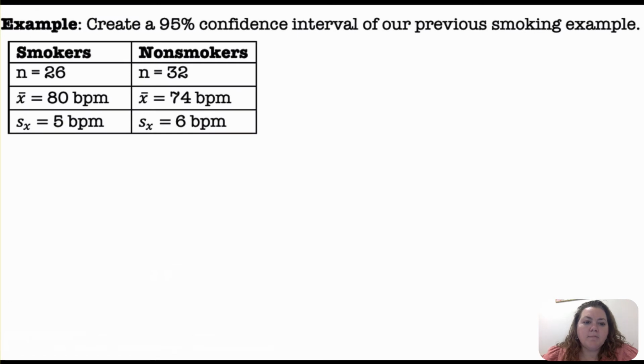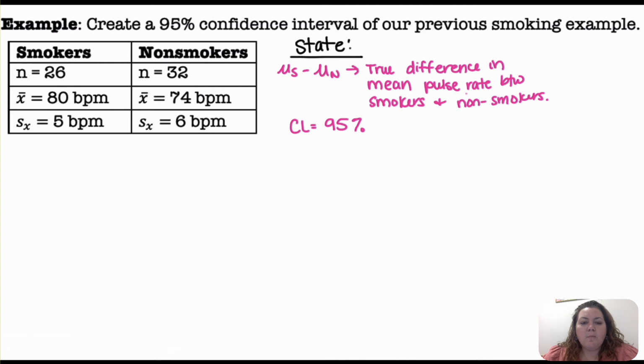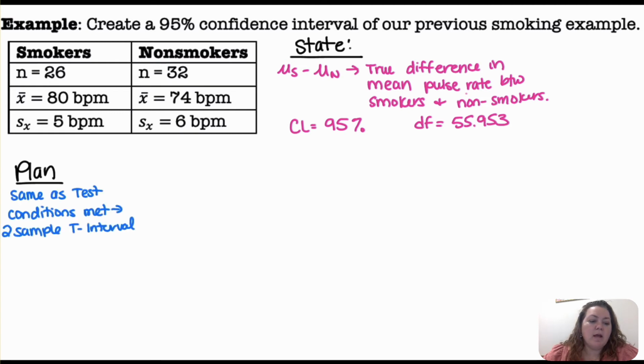All right. So create a 95% confidence interval of our previous smoking example. So we have all of our data from the previous example. State: we have our parameter. It's the same as we had before, the true difference in the mean pulse rate between smokers and non-smokers. My confidence level is 95%. My degrees of freedom was 55.953.